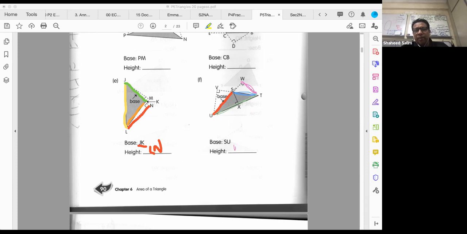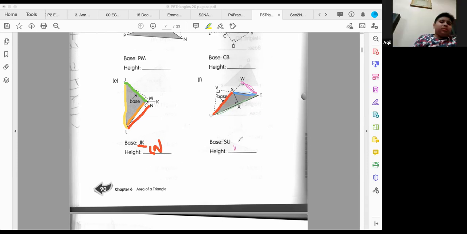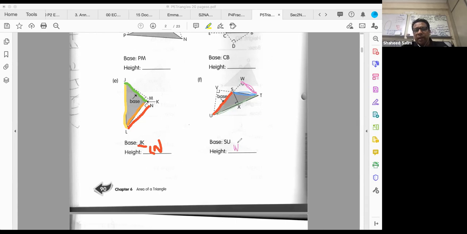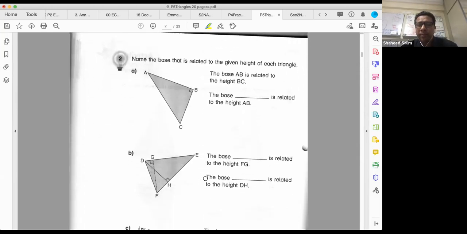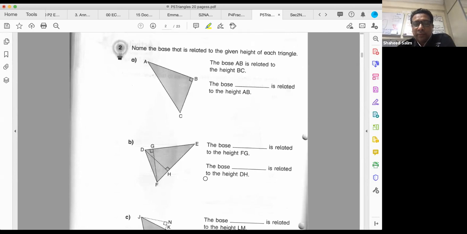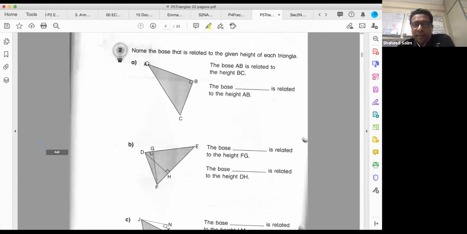Which one meets WT? Yes, WT meets. See, WT meets this line here. If you extend this line, it meets at 90 degrees. Now, I know it's a little bit confusing and it's a little bit difficult. You know why? Because we are on Zoom. I must get you to draw actually. So, never mind. We try and see how it goes now. So now they ask you, down here, the base is AB.